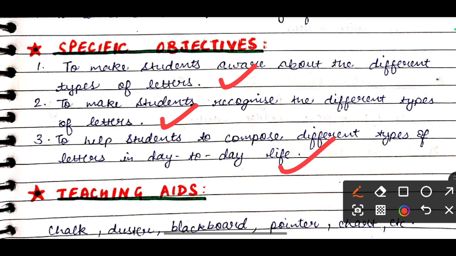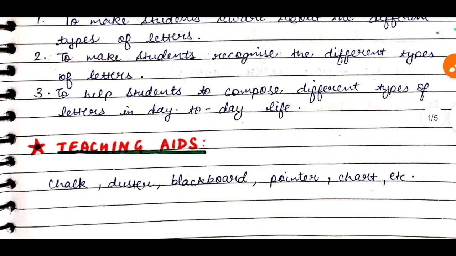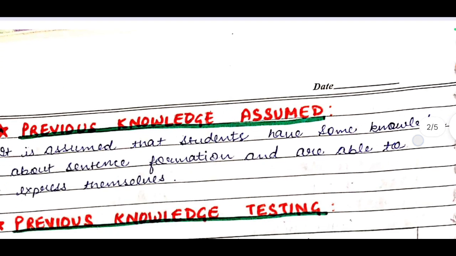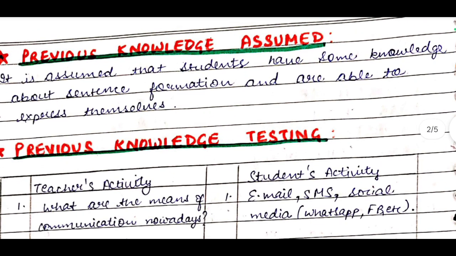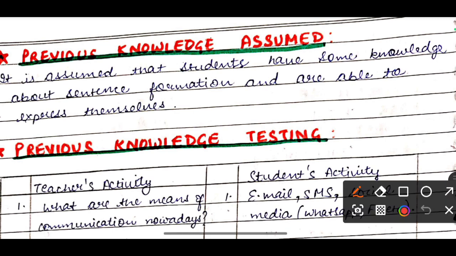The next heading would be teaching aids. In teaching aids, we write all the material that is required by the teacher to teach this topic, like chalk, duster, blackboard, pointer, chart, flashcards, or any other material you need. Next heading comes previous knowledge assumed. It is assumed that students have some knowledge about sentence formation and are able to express themselves.